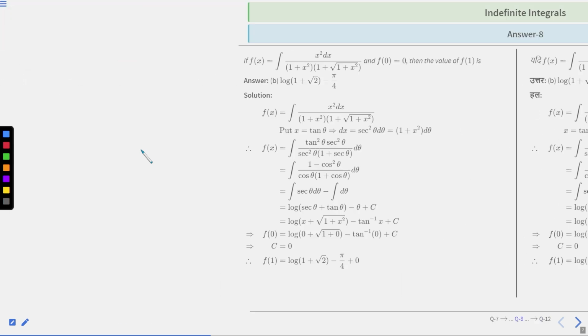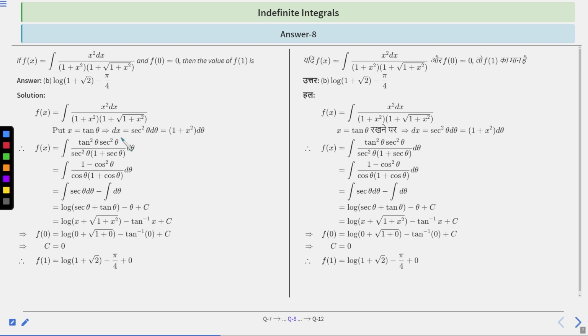Okay, let's move to the solution part C. f(x) is equal to the integration of x square dx upon (1 plus x square) into (1 plus root over 1 plus x square), right? You can put x as tan theta. You can also put 1 plus x square as t square. By that method also, your answer will come.